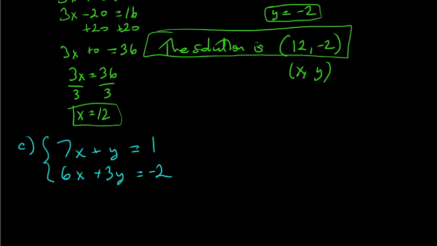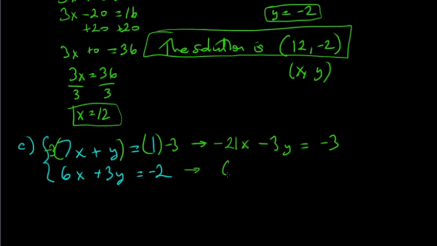So again, we can eliminate x if we multiply the first equation by 6 and the bottom equation by negative 7 on both sides. On the other hand, we can eliminate y by multiplying the first equation by negative 3, because the bottom equation has a positive 3. So let's eliminate y and multiply the top equation on both sides by negative 3. So this equation becomes negative 21x minus 3y equals negative 3. The bottom equation, we can leave that alone.